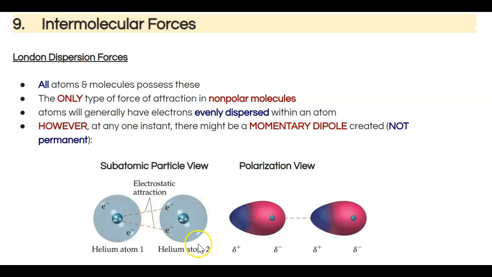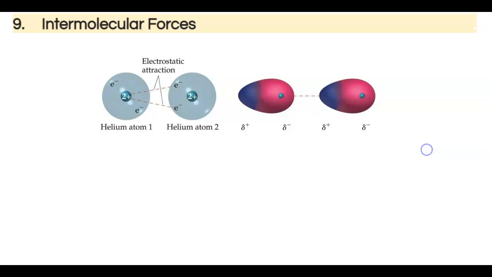And so if we're looking at what's going on in terms of polarization, we're going to end up with a slightly negative momentary dipole and therefore a slightly positive momentary dipole in an adjacent atom. Okay, and they're going to be attracted, but just for a second, it's momentary. So as you can imagine, because it's not lasting for any length of time, it's pretty weak. And so if you're a nonpolar molecule, that's all you have. I want to talk about this a little bit more.